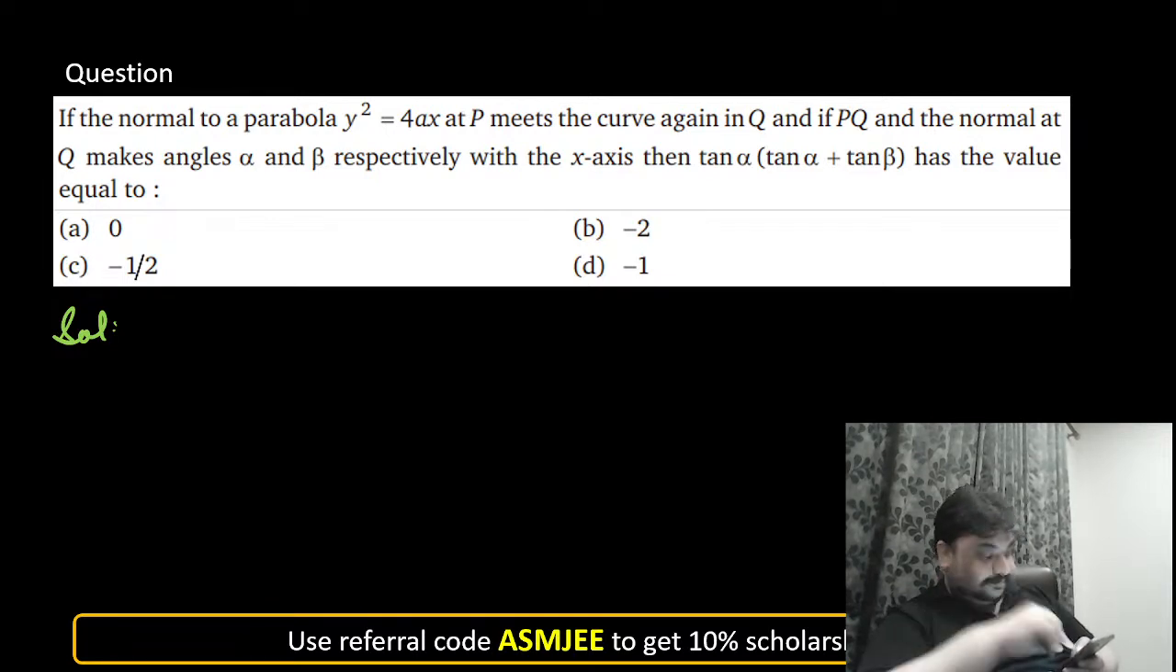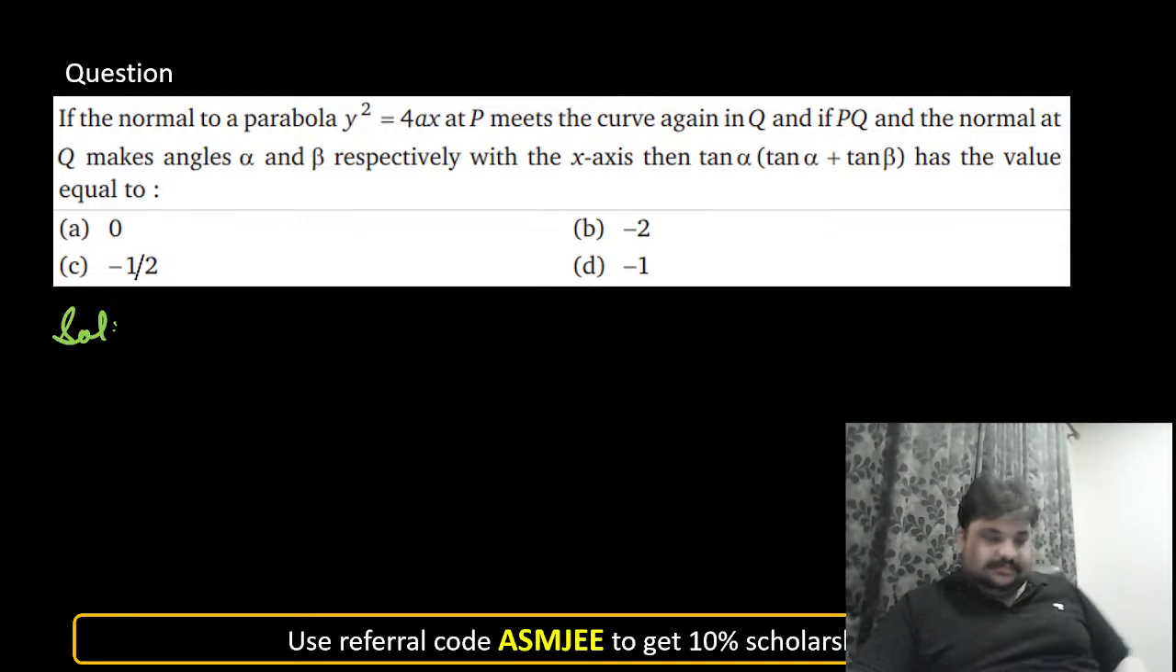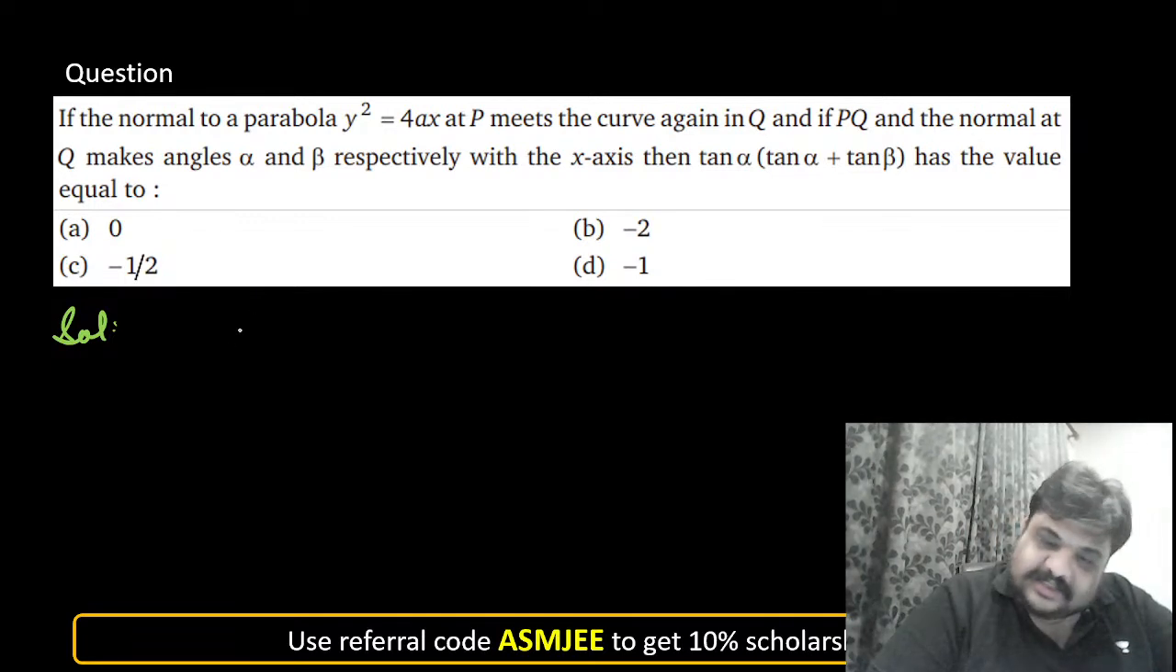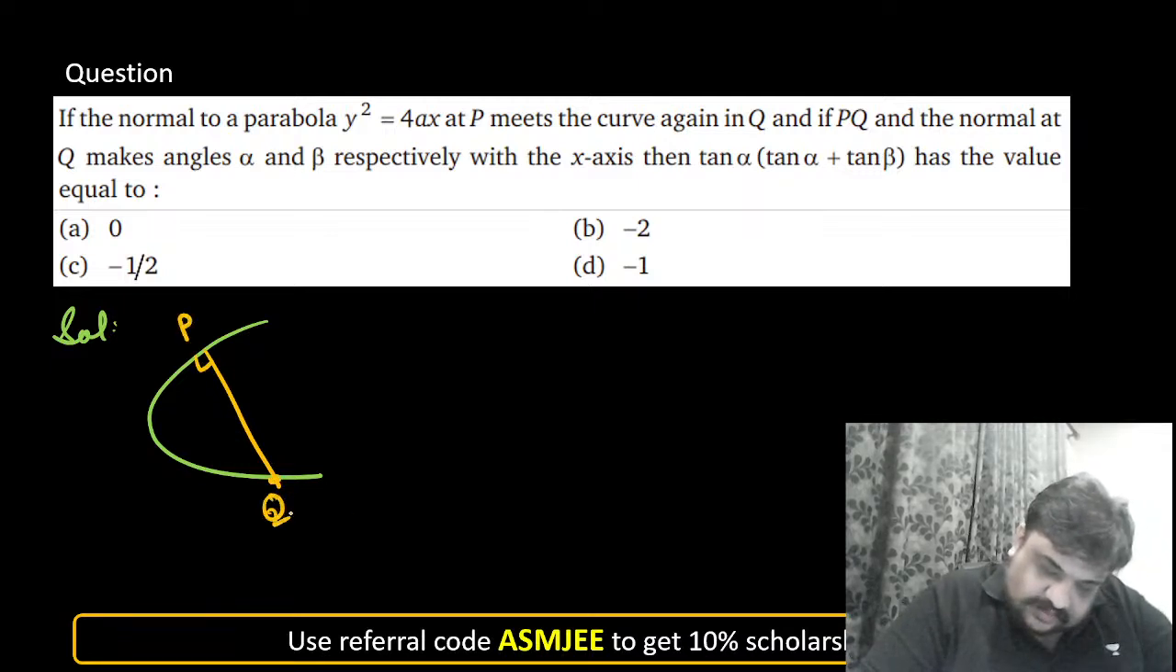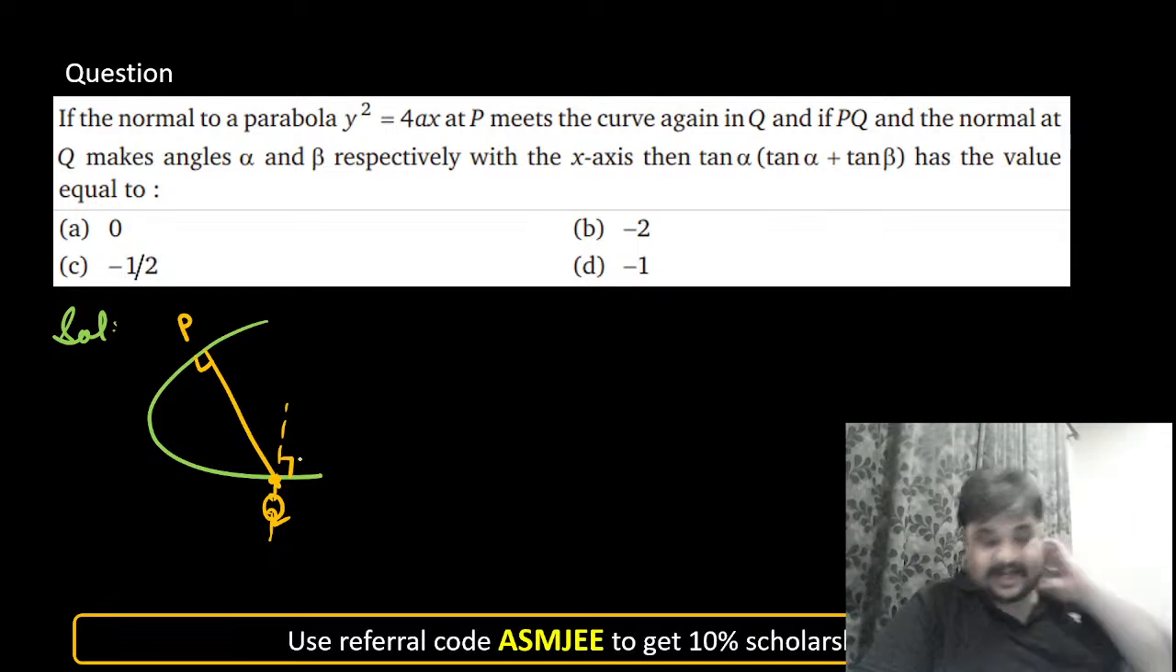Yes, is this done? Yes, achievers. Normal to a parabola meets the curve again at Q. If PQ and the normal at Q make angle alpha and beta with the x-axis.